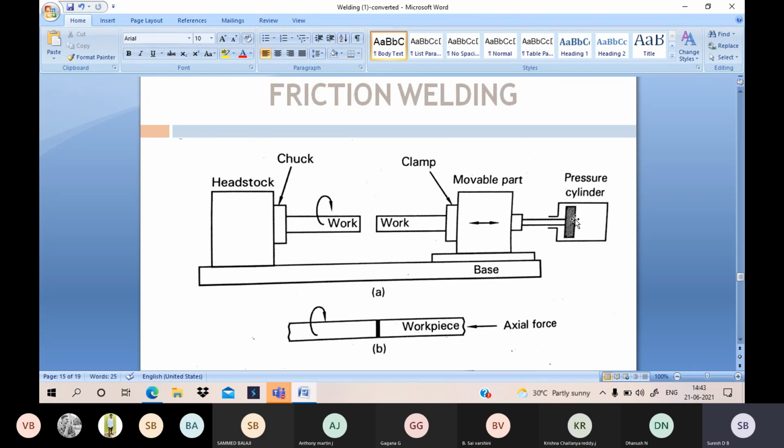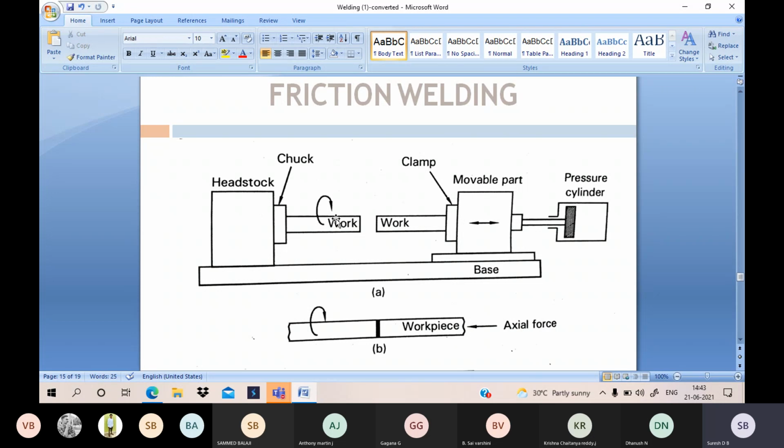So when the piston moves toward the left side of the cylinder, the entire part moves in the leftward direction. When the piston moves to the right of the cylinder, the entire component moves in the rightward direction. One more workpiece is fixed inside the movable component or movable part, rigidly fixed by using a clamp.